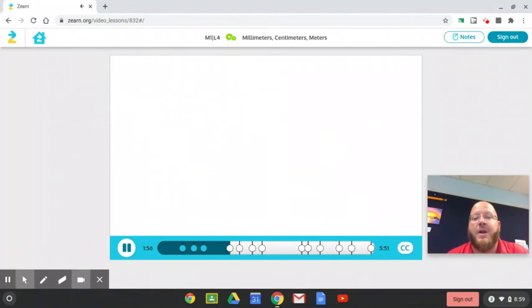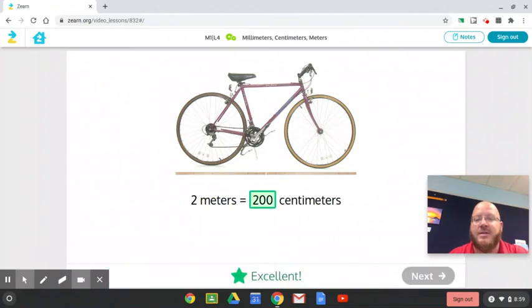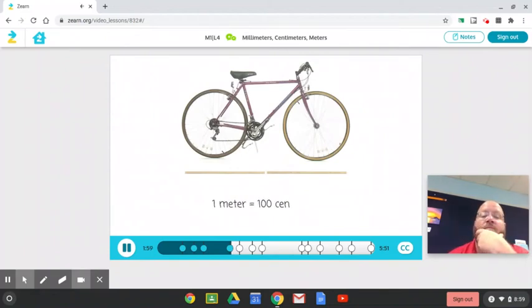Okay. So she just told us that there are 100 centimeters in 1 meter, right? But there's 2 meters here. So if there's 100 centimeters here, that means there's another 100 centimeters here. So that would mean 200 centimeters. 1 meter equals 100 centimeters. So 2 meters equals 200 centimeters.